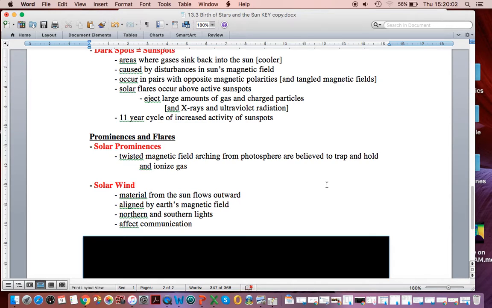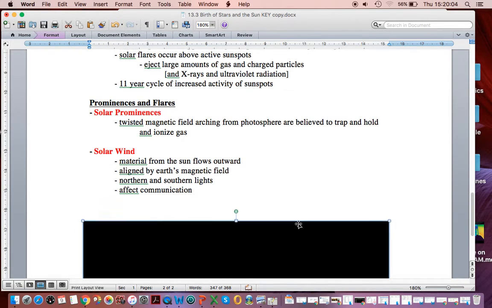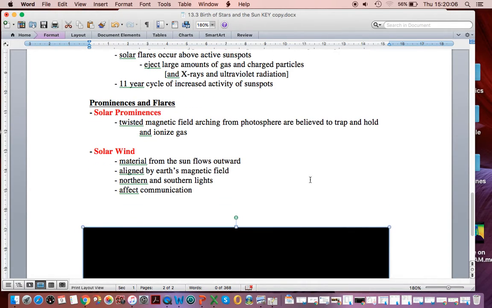Well, that's really it for that section. There will be a number of things to work on, and you'll get about a week to take care of those.